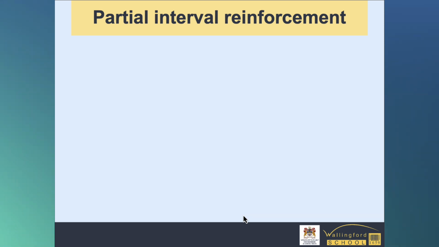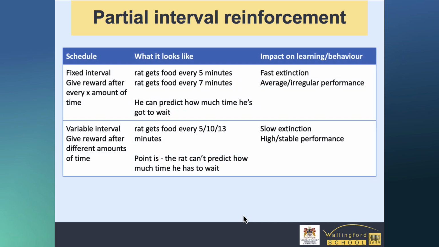Interval means time. So again, we've got fixed and we've got variable. Fixed interval is giving a reward after a set amount of time. So the rat gets food every 5 minutes, or the rat gets food every 7 minutes, or whatever it is. So that rat can predict how much time he's got to wait. Again, this has fast extinction. It disappears very, very quickly. And it's pretty average performance. The rat isn't very good at learning this.